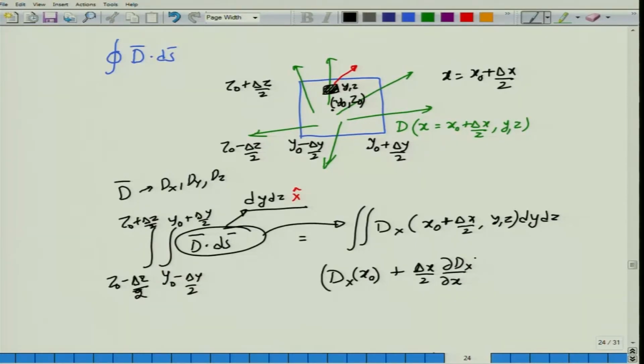This is applying Taylor series only to the first order and then integrating this one over dy dz with the appropriate limits. So I am not writing the limits again, but this is the way you would have to write down the appropriate limit. Okay, you can do this. What we have done is only for the front surface.